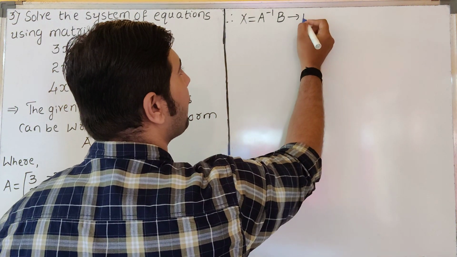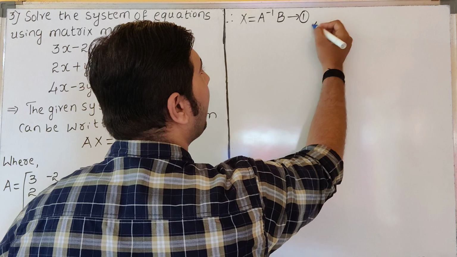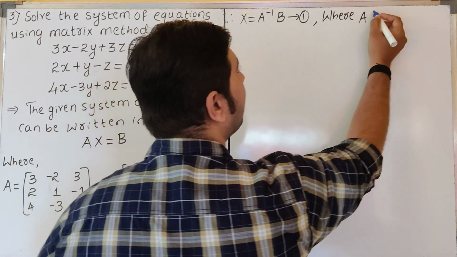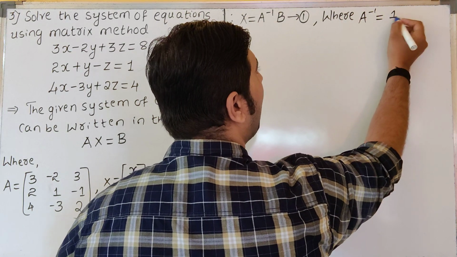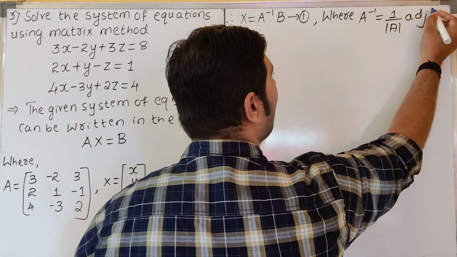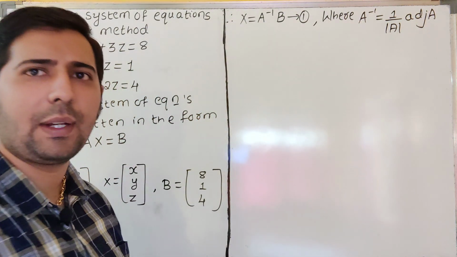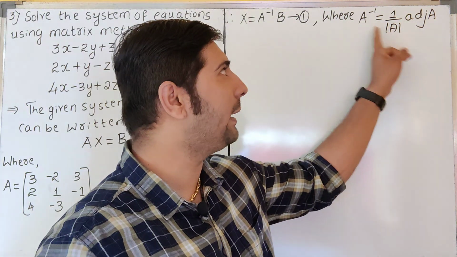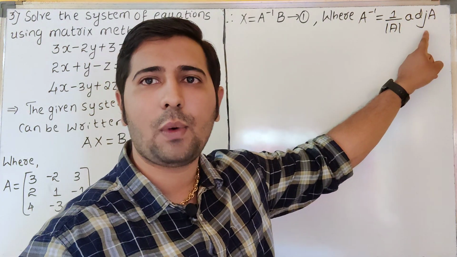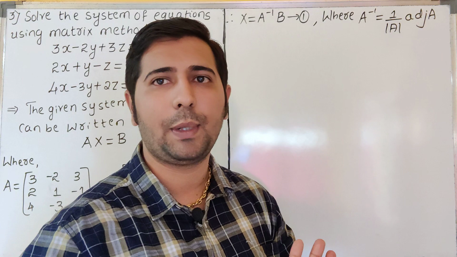Now, what is A inverse? You call this equation number 1. Where, see here, I am writing what A inverse is. A inverse is equal to 1 by determinant A into adjoint of A. Clear everyone? A inverse is nothing but 1 by determinant A into adjoint of A, dear students. I hope it is clear.